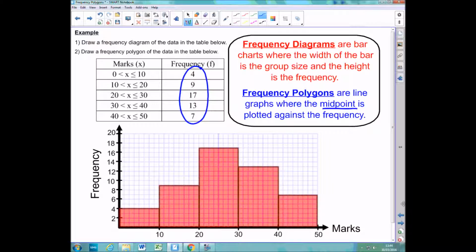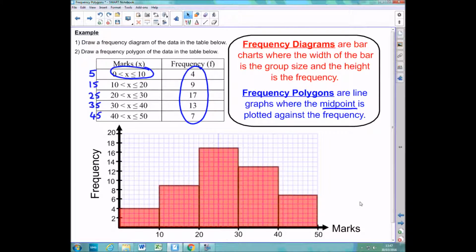Now, what is the midpoint? Well, the midpoint is basically, as the name suggests, the middle value of each group. So, what is halfway between 0 and 10? Well, that is 5. What's halfway between 10 and 20? That's 15. 20 and 30 is 25. 30 and 40 is 35. 40 and 50 is 45.